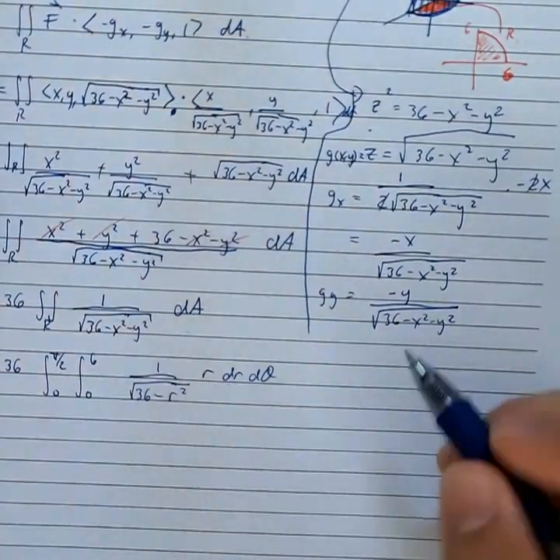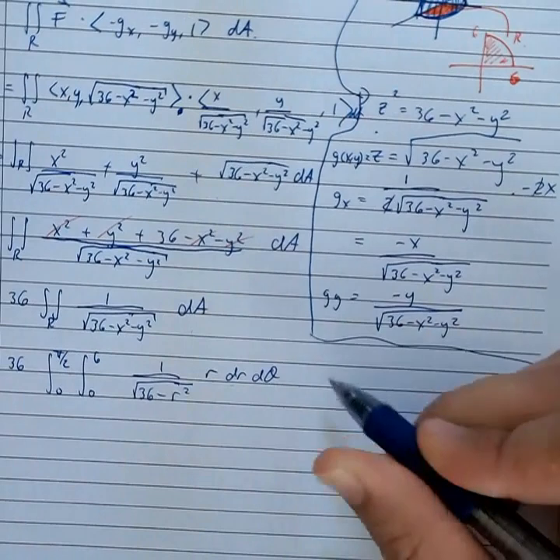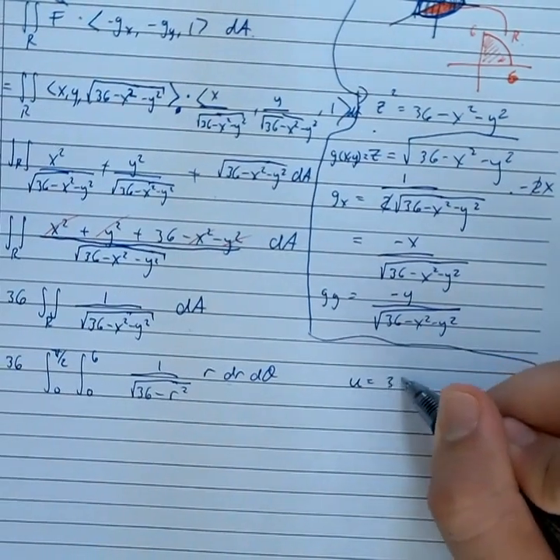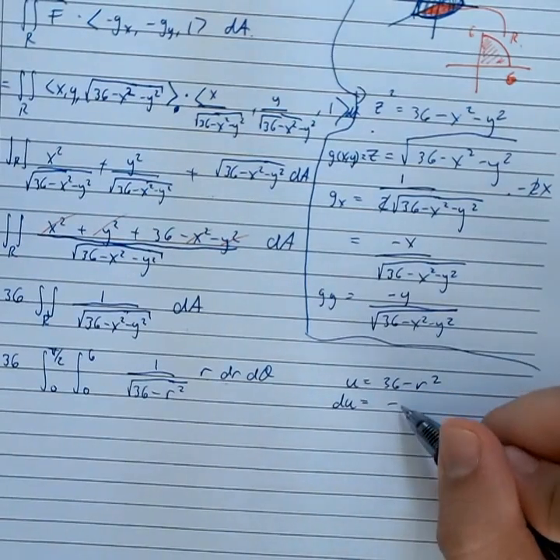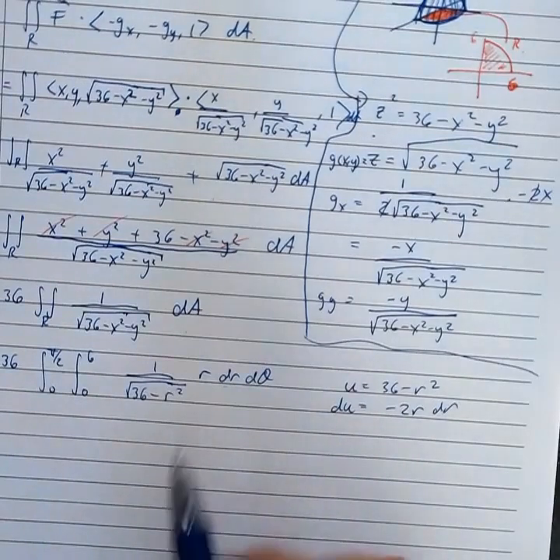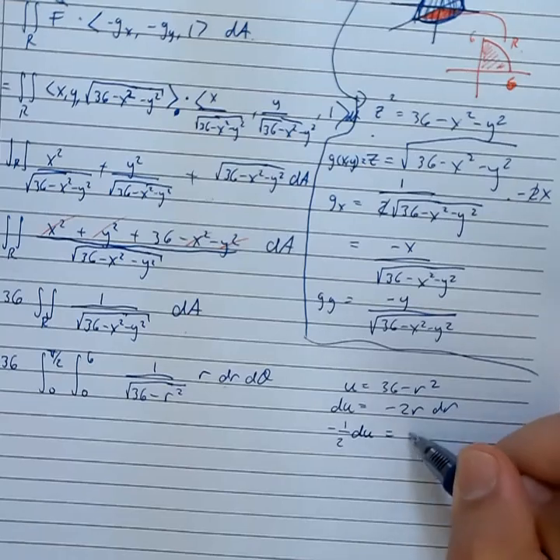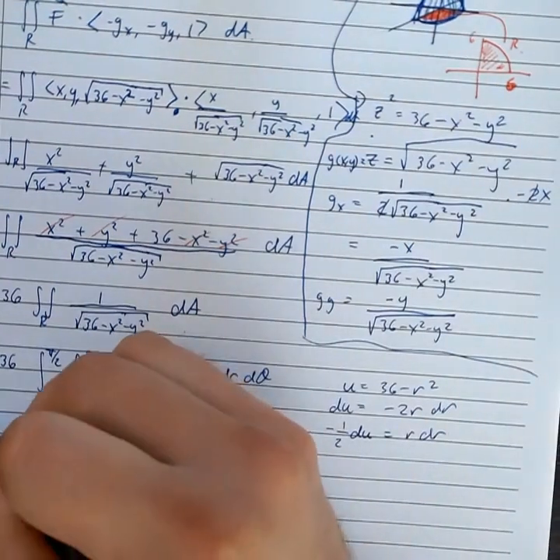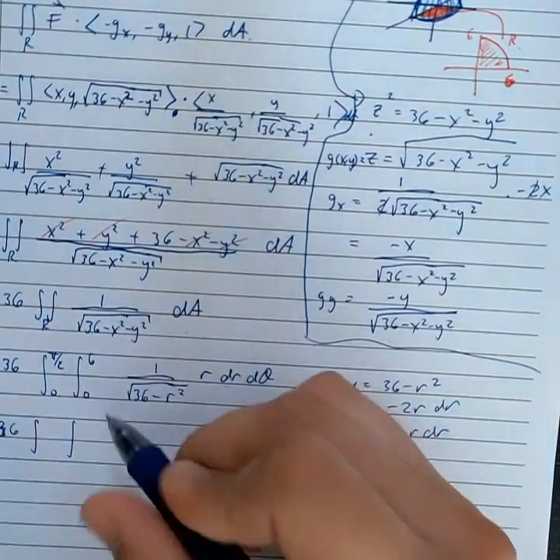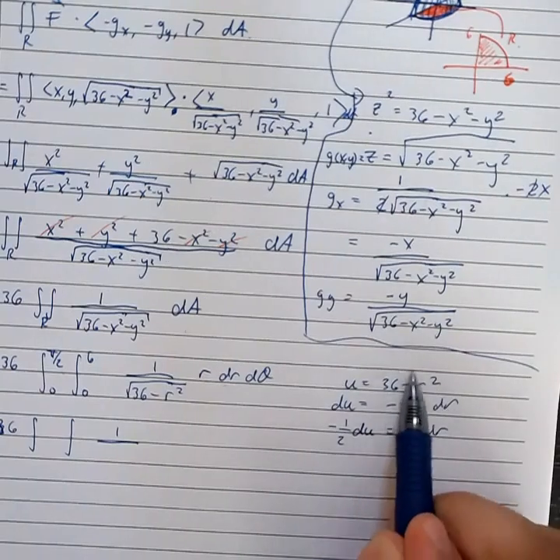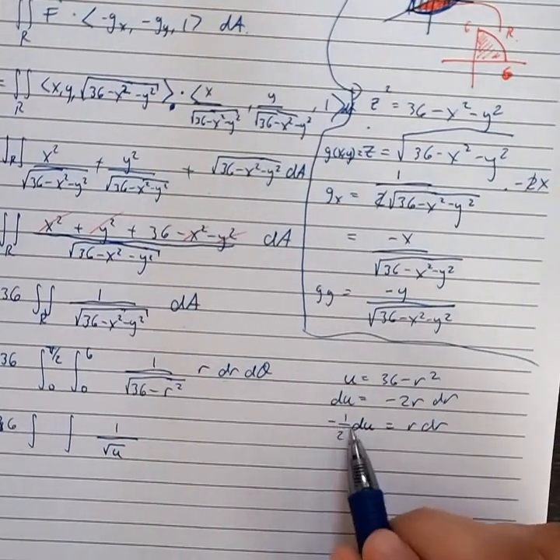All right. Here, let me go ahead and use a u substitution. U is equal to 36 minus r squared, which means du is minus 2r dr, which is almost exactly what I have. I have minus 1/2 du is equal to r dr. So here that's going to be 36 times a double integral of 1 over, I'm taking this whole thing and calling it u. This r dr is going to be negative 1/2 du.